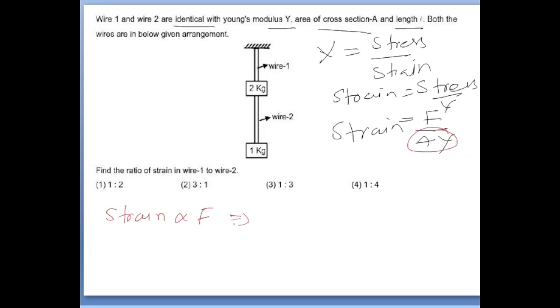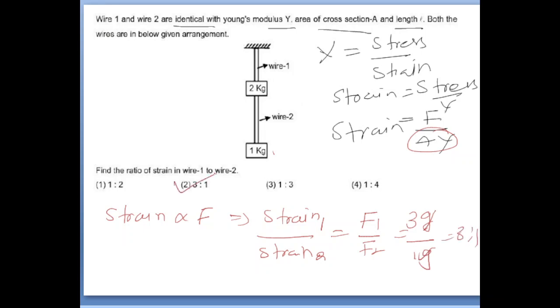Now on this basis, the strain in the first wire to the strain in the second wire is F1 by F2. What is the force experienced by the first wire? 1 plus 2, which means 3 kg, so 3 mass into g, and the second wire has 1 g. So your answer is 3 is to 1. So option 2 is your answer. I hope you understand this question.